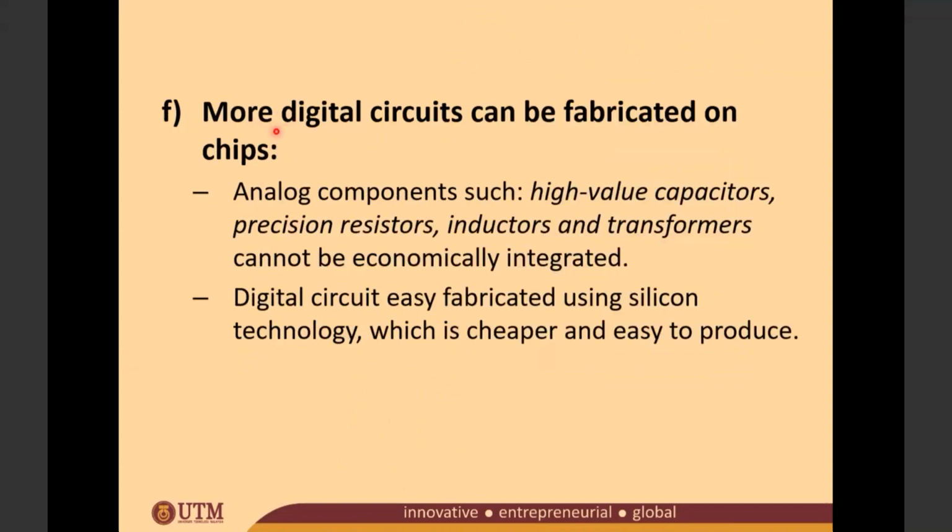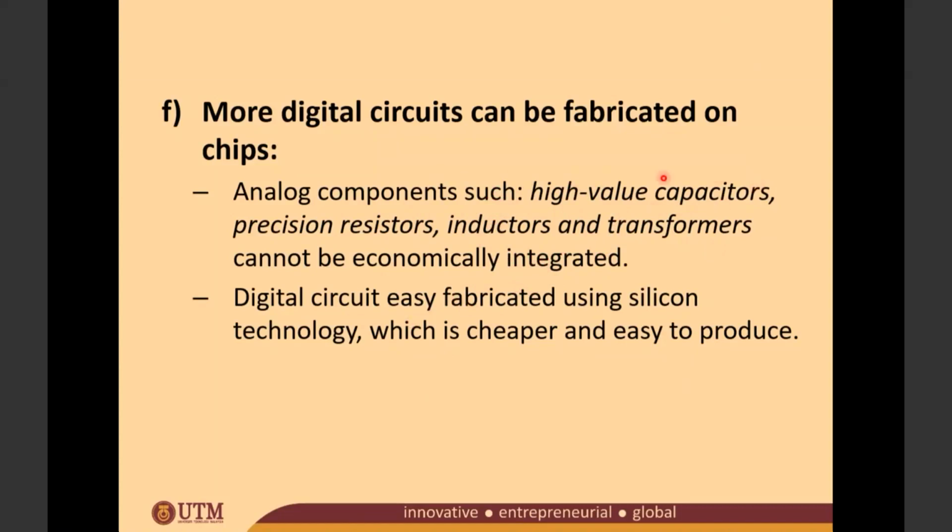And last but not least, more digital circuits can be fabricated on chips. For analog components, we have capacitors, resistors, inductors, and transformers, which cannot be economically integrated. Since the analog system consists of these components, and you have a lot of components, the size of that system will be much bigger compared to a digital circuit.